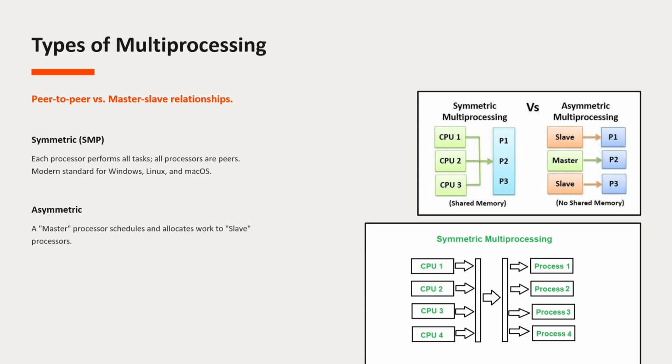Now, multiprocessing systems can be designed in two ways. First is symmetric multiprocessing, next is asymmetric multiprocessing. In symmetric multiprocessing, all processors are equal. Each processor performs all tasks. No master or slave concept. This is the modern standard used in Windows, Linux and Mac OS. And in asymmetric multiprocessing, one processor acts as a master and the other processors act as slaves. The master handles scheduling and work allocation. This approach is simpler but less flexible than SMP.